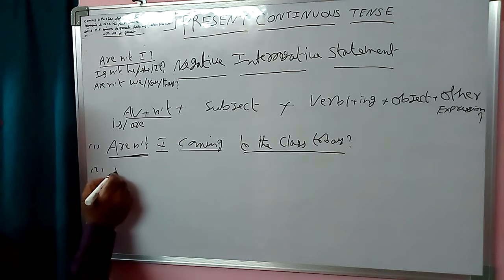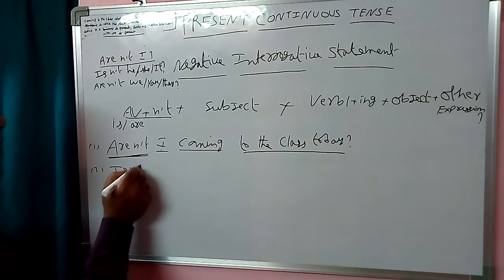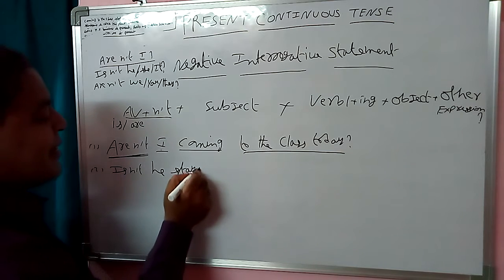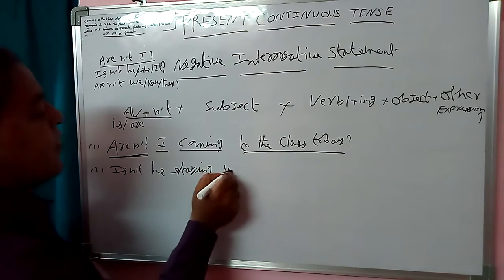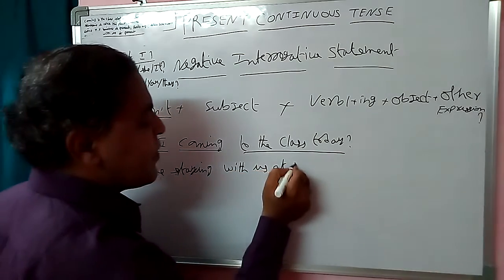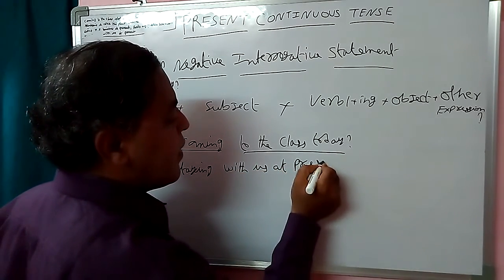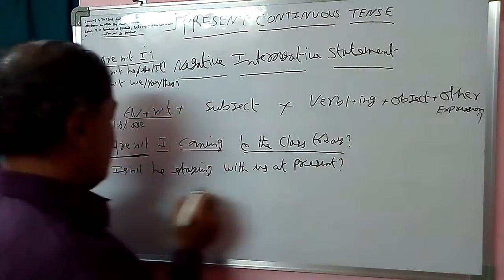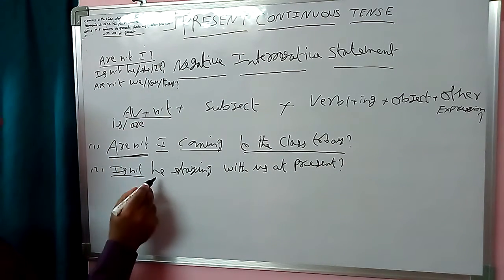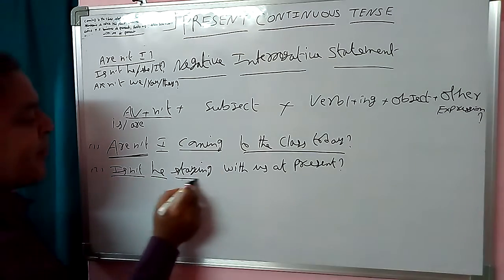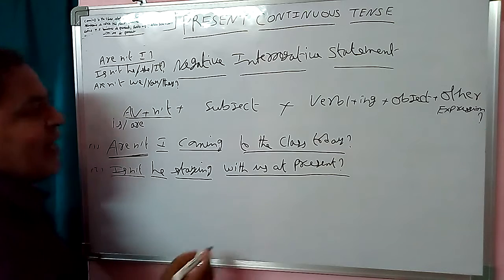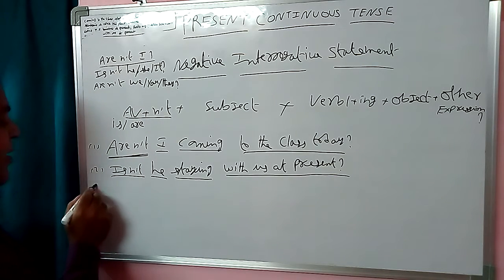Next example: Isn't he staying with us at present? Isn't, auxiliary verb with apostrophe t. He, subject. Staying, verb 1 plus ing. With us at present, object and other expression. Question mark.